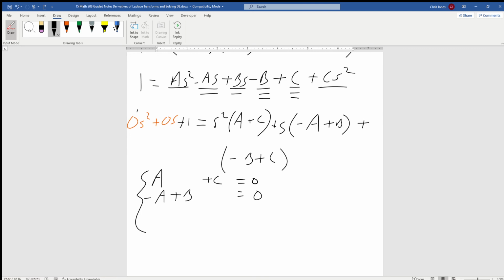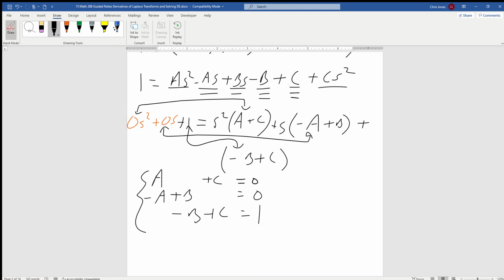Okay, and again, what I'm doing here is coefficient of s squared must be equal to coefficient of s squared. Coefficient of s must be equal to coefficient of s, and then constants must be equal to constants. So we're going to have negative b plus c is going to be equal to 1.